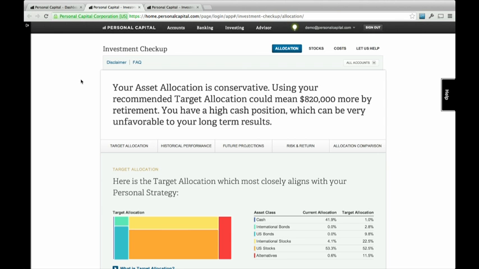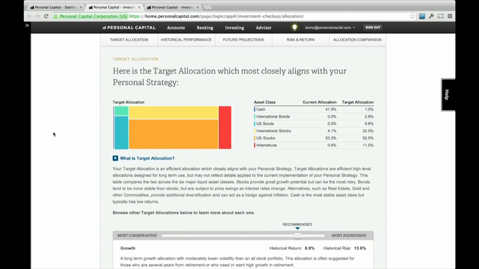First is the investment checkup, where we diagnose the health of Mary's portfolio. What's the most important thing? As always, asset allocation. But Mary, like most people, doesn't even know what her asset allocation is. Well, here it is. And here's a comparison to a more balanced allocation. As she can see, she's probably holding too much cash.